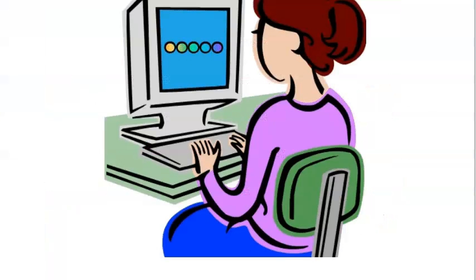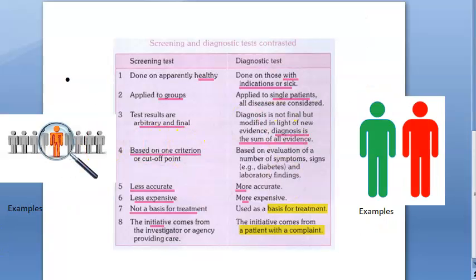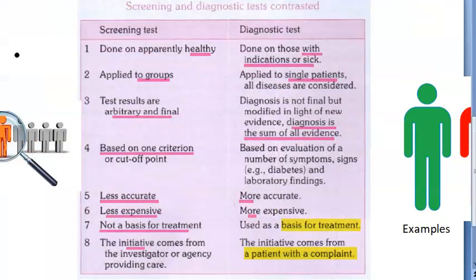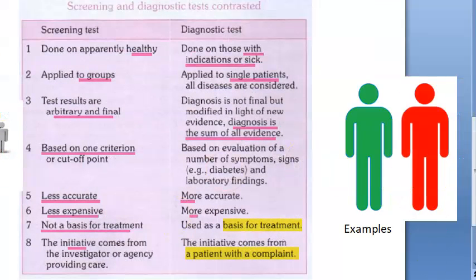What are we looking at? Screening test versus diagnostic test. Currently, we are looking at diagnostic test, okay? So what are they saying here? You start off with people who have indication of sickness or people who came positive from the screening test. You pick those people and then to these individuals, you check whether they have the disease.